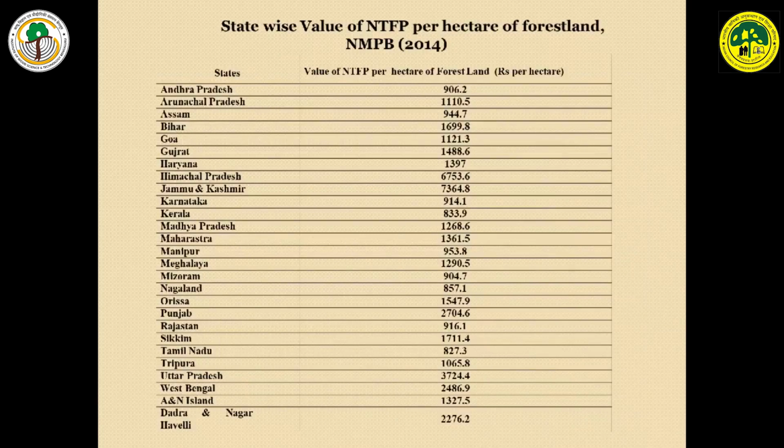This is just a state-wise list of how NTFP is being collected per hectare. This is from the NMPB 2014. A list has been provided where the source of income collected per hectare from different states has been documented.